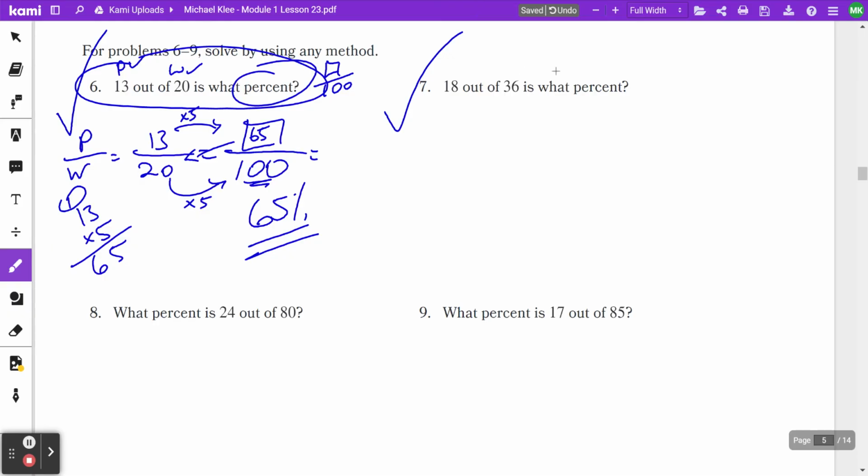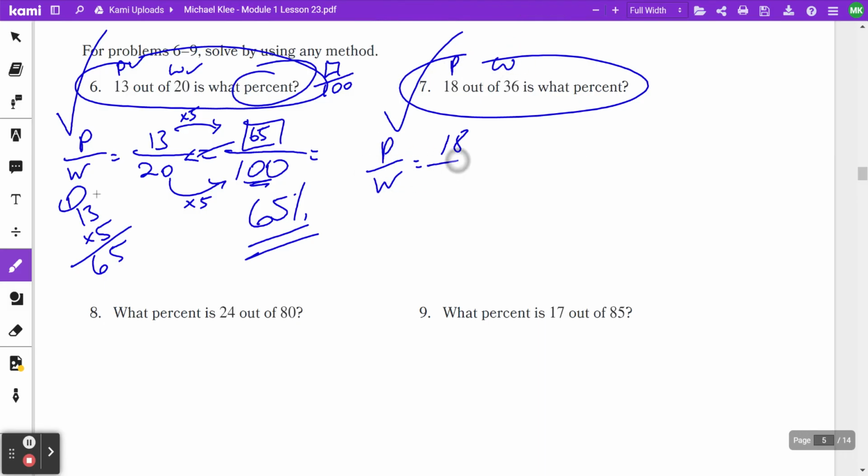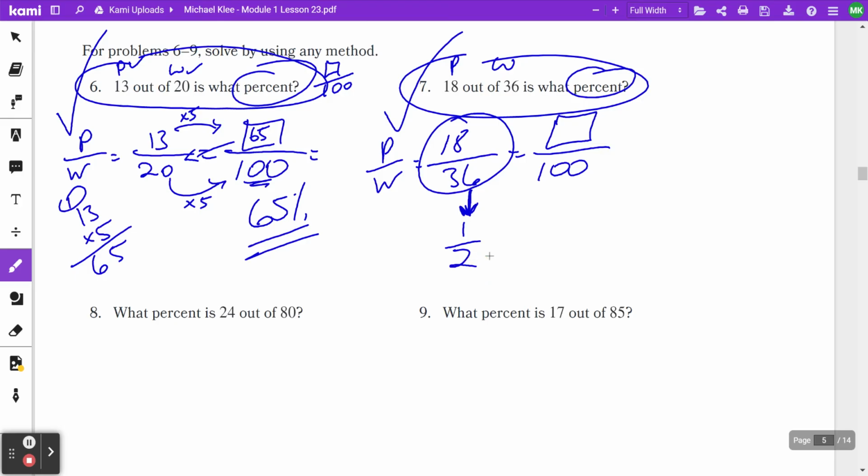All right, so let's take a look at one more. So 18 over 36, again, that's a part, that's a whole. So part over whole, 18 over the 36, and I'm looking for a percent, which means I'm looking for some value over 100. Now this one's interesting. 18 over 36, that's not working out too well, except for one thing. 18 over 36 is really equivalent to 1/2. 18 is half of 36.